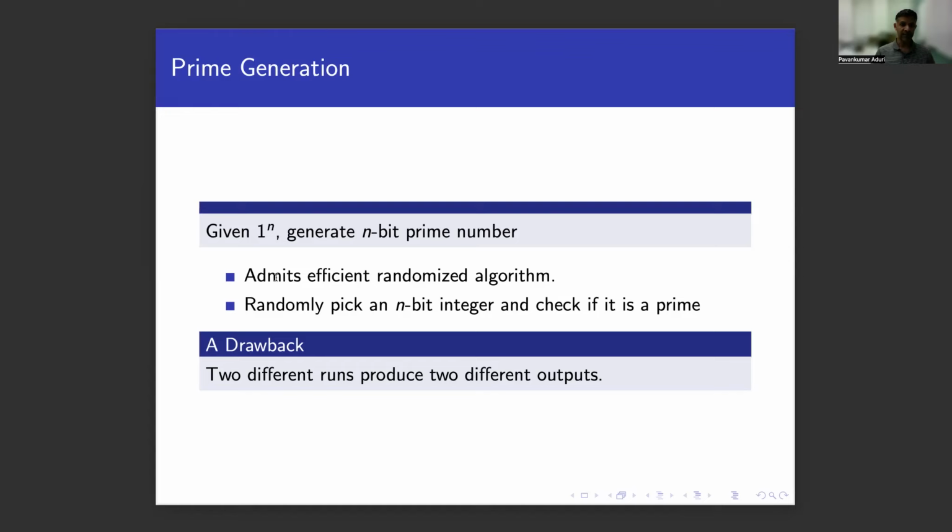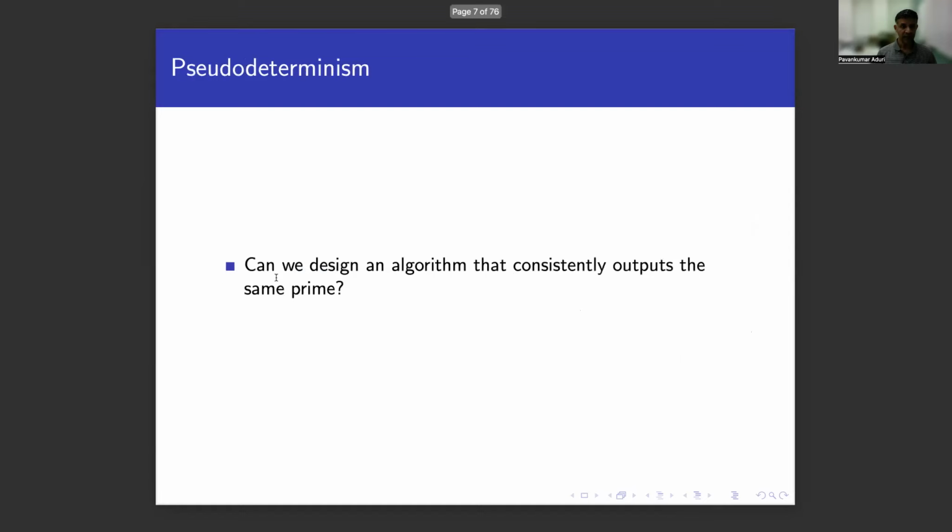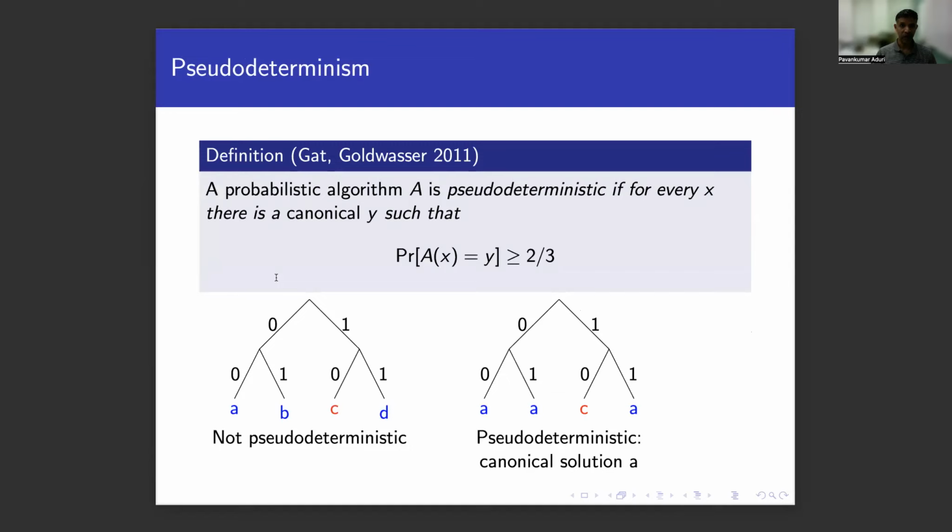In general, this is a feature of many probabilistic algorithms for search problems. So this motivates this question: can we design a probabilistic algorithm that's going to consistently output the same prime? Along many random choices, I'm going to output the same prime. Motivated by this question, Gat and Goldwasser formulated this notion of pseudodeterministic algorithm. If we have a probabilistic algorithm A, we call it pseudodeterministic if on every input X, there is a canonical Y such that A outputs Y with probability at least 2/3. It means most of the random choices of this probabilistic algorithm A will lead to the canonical output Y.